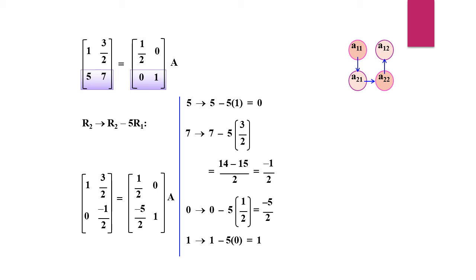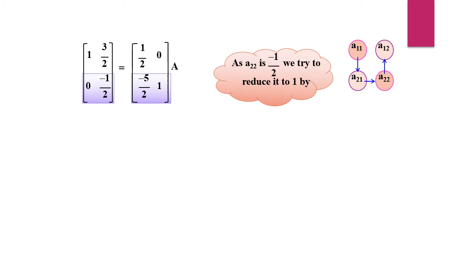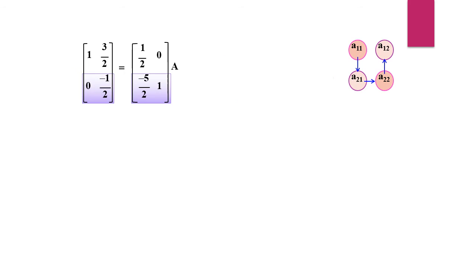Next we need to proceed with the second row's second element A22. In this particular example the element is minus 1 by 2 and this element should be converted into 1. So to convert minus 1 by 2 into 1, again we apply the property on R2 and we need to reduce this minus 1 by 2 into 1. So we apply the property R2 implies minus 2 into R2. So we need to multiply each element of R2 with minus 2.